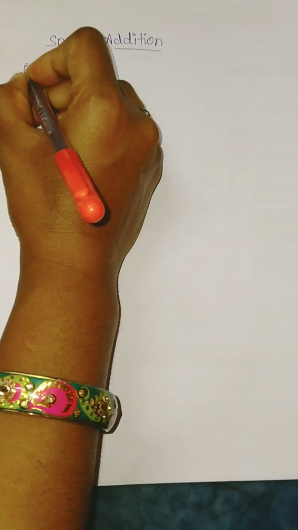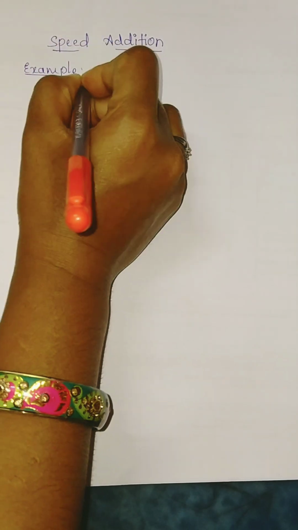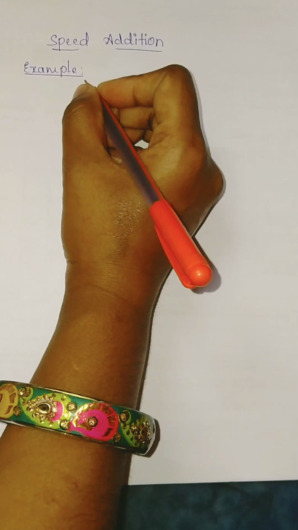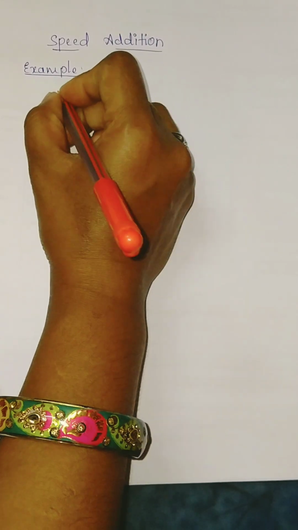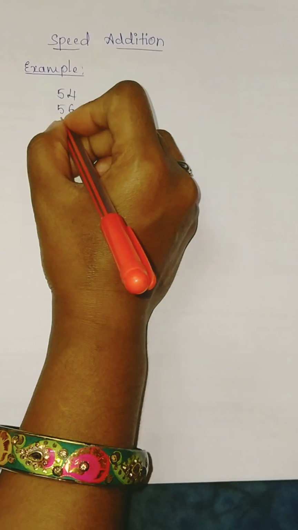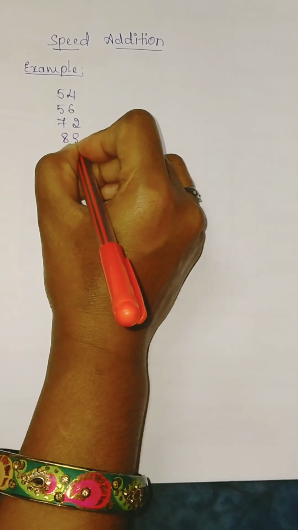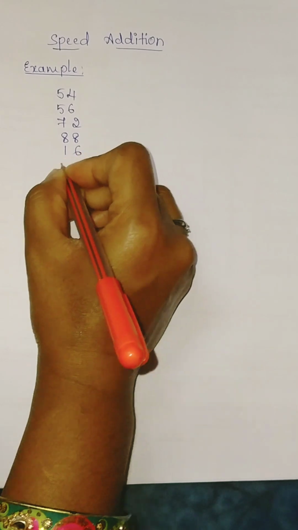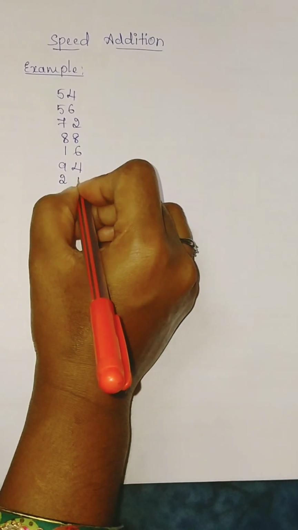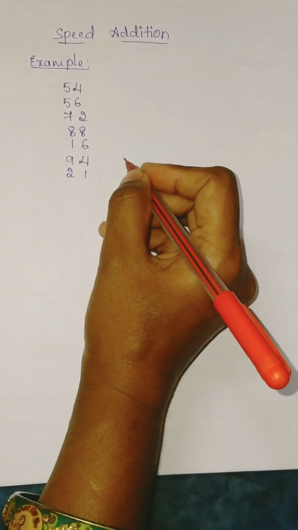So for example, you have, let's take a small example so that you can solve the problem very easily. 72, 88, 16, 94, 21. Okay, this is the given example. How to solve this problem?